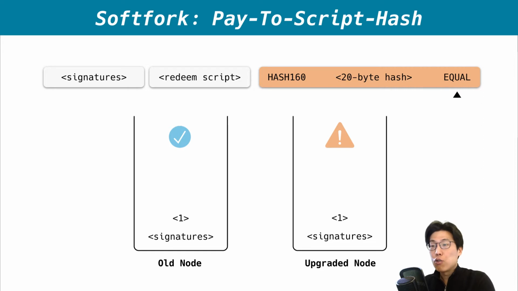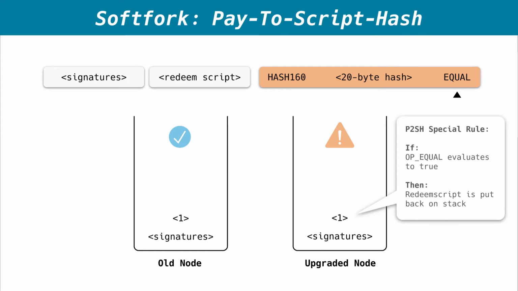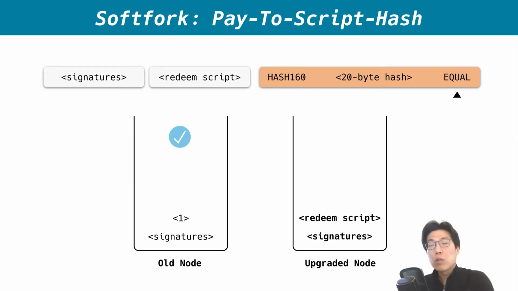It has validated true. For the newer BIP 16 nodes, however, there is a special rule which says if OP_EQUAL evaluates to 1, the redeem script and signatures of the script are evaluated themselves. So here we push back on the redeem script, and if signatures and redeem script evaluate to true, only then is this a valid pay to script hash transaction.